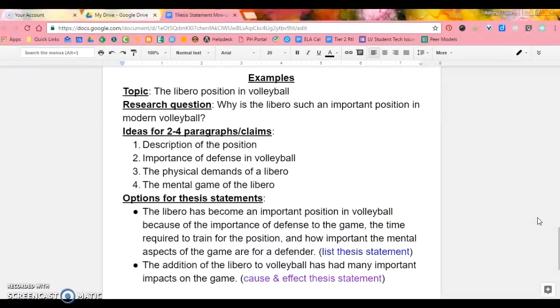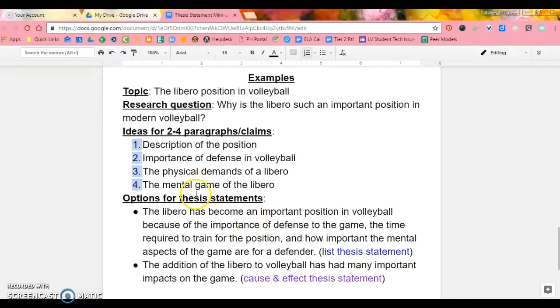The third paragraph that I think that I need are the physical demands of a libero and kind of what their responsibilities are, because that proves why a libero is such an important position. And then I think the last paragraph that I need is the mental game of the libero. They do so much. And so I think that's probably my strongest idea about why the libero is such an important position in modern volleyball. Again, all 4 of these ideas for my paragraphs or my supporting claims, all of them prove my research question.